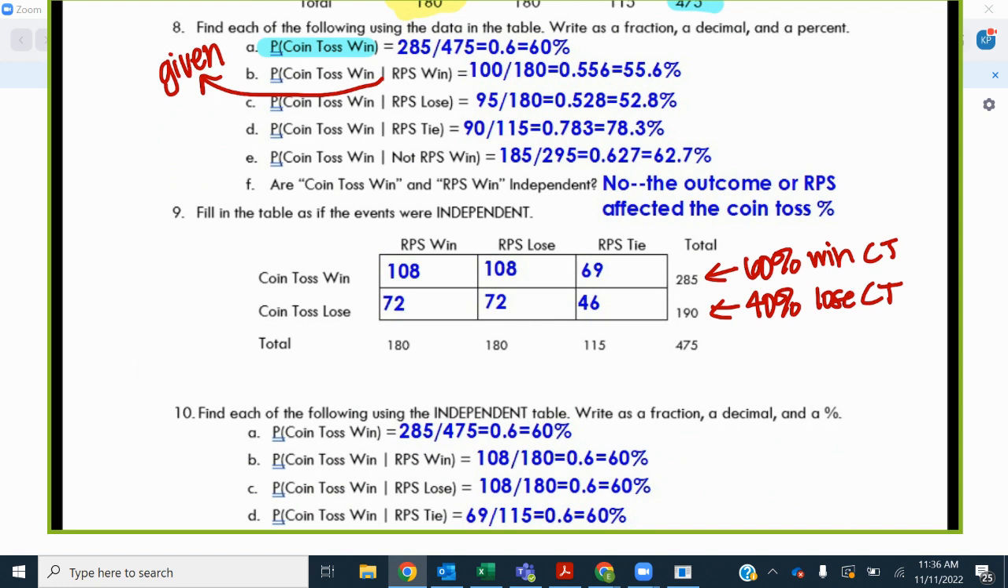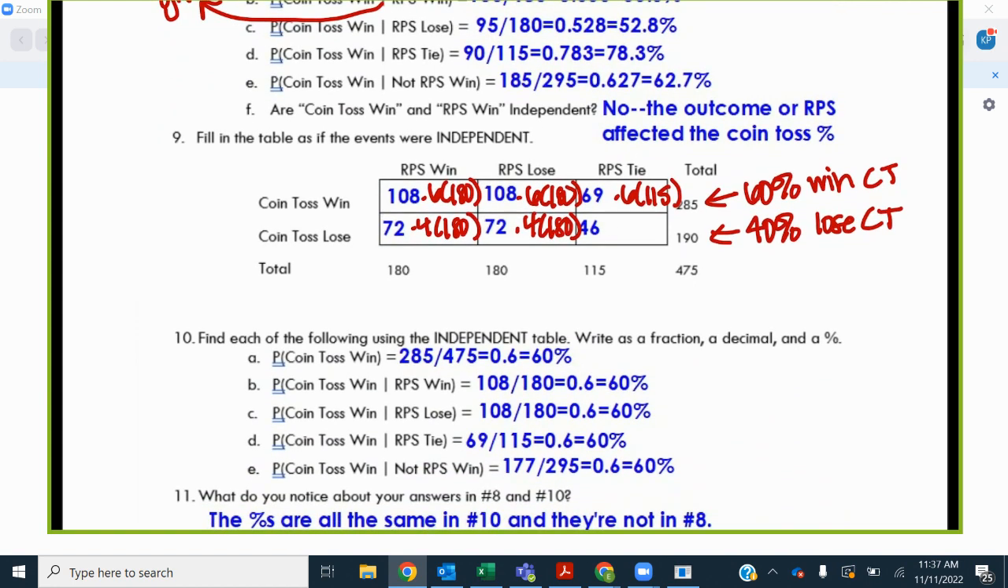So if we think that the coin toss has no effect, or the rock, paper, scissors has no effect on the coin toss, or vice versa, then those percentages should stay the same throughout the table. So to get that 108, what I did was I thought, what's 60% of 180? What's 40% of 180? And that got me the 108 and the 72 for those same numbers. And then we also want 60% of 115 for the tie and 40% of the 115. So that's where those numbers came from.